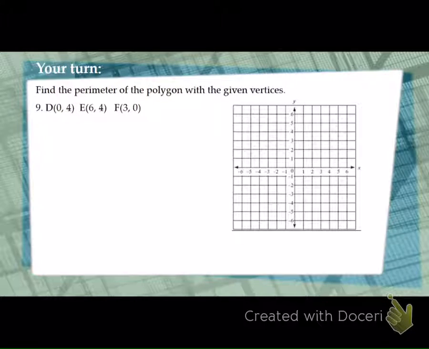All right, next, plot D, E, F. And notice it goes D, E, F. So you'll connect D to E, E to F, and F back to D. Okay, so go ahead and make sure you're being very careful. Make sure you don't plot 4, 0 by accident.